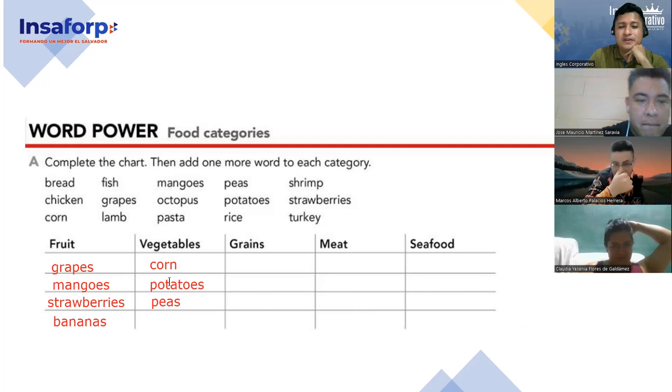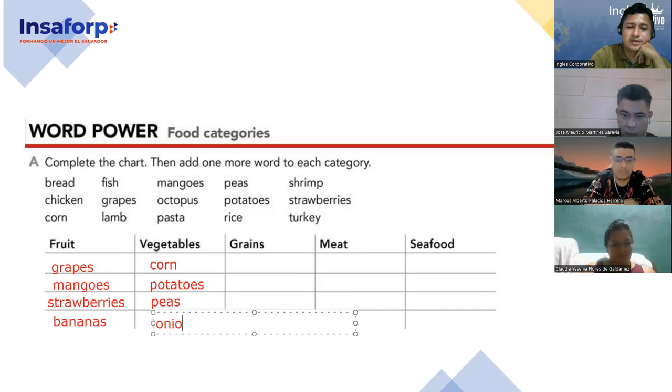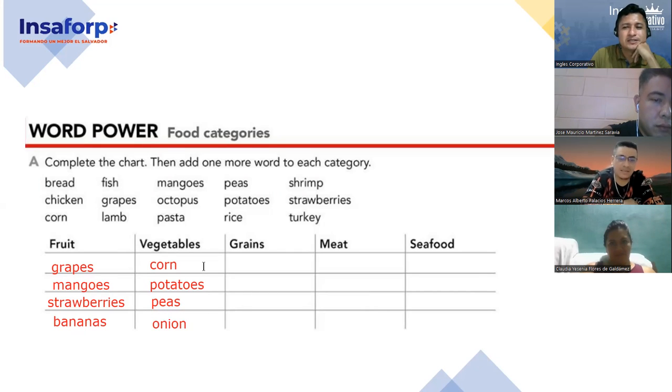Marcos, tell me what another vegetable that is not here in the list, Marcos, please. Onion. Okay. What's your favorite vegetable, Marcos? Maybe corn. Corn. Okay. And what is a vegetable that you hate, that you don't like? I like all vegetables. Oh, even garlic? Even garlic? Oh, yes.